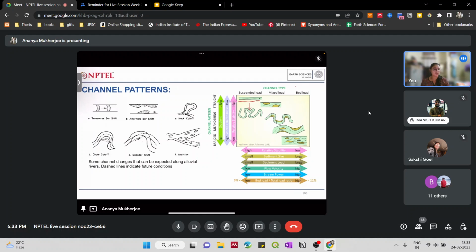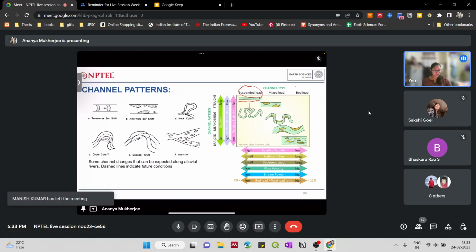When this is for a suspended load, suspended load means that it has smaller sediment size, and the sediment load is also not that much, the flow velocity is low, and the stream power is also low, and there is less bed load. What is bed load? Bed load are the bigger sediments that are found, that is called bed load.